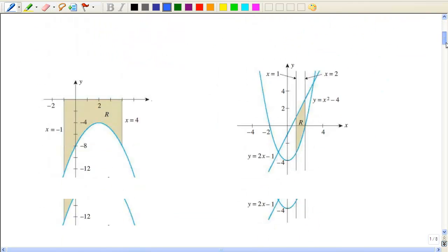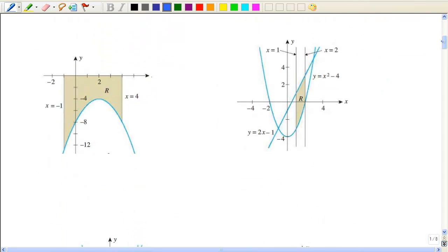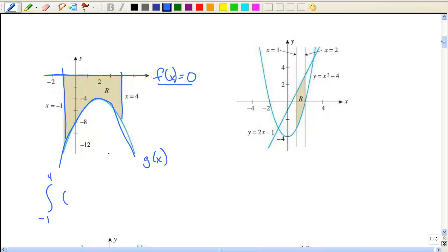Let's look at another picture. As we have this picture, we have this parabola, and we could call that g of x. But what would be our upper function? Well, it would be the x-axis, which would be f of x, which of course would equal 0. And so we could set this integral up. Our boundaries would be from -1 to 4, f of x, which would be 0, minus g of x. And that would give us the area bounded between the upper function f of x and the lower function g of x.